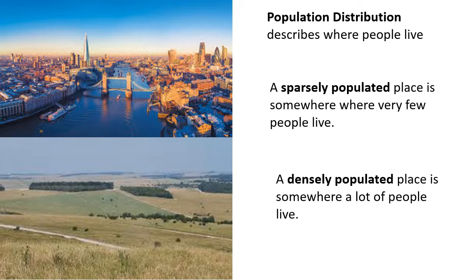So let's introduce a little bit of geography and some key words that we're going to be using today. Population distribution describes where people live, like that map was doing on the slide we just looked at. A sparsely populated place is somewhere where very few people live, e.g. Salisbury Plain. A densely populated place is somewhere where a lot of people live, e.g. London.